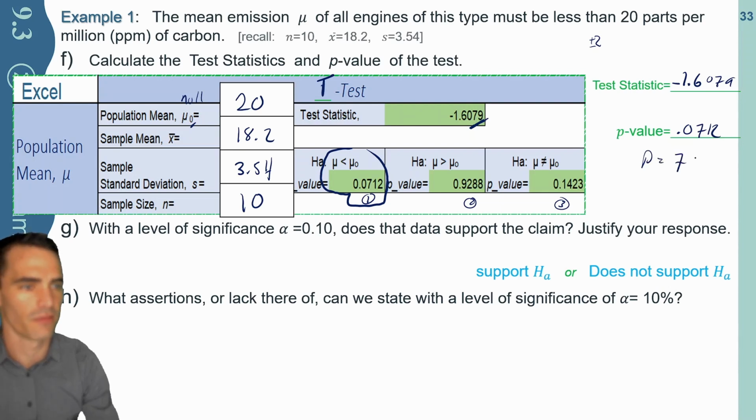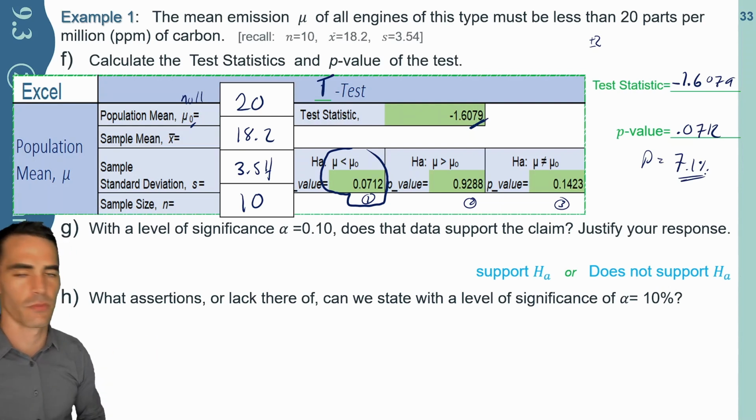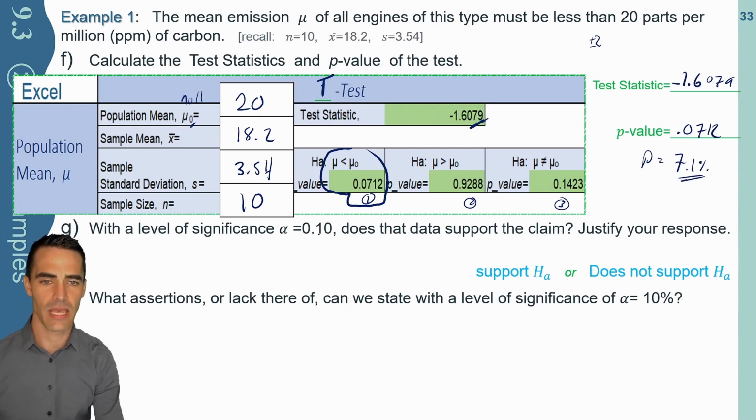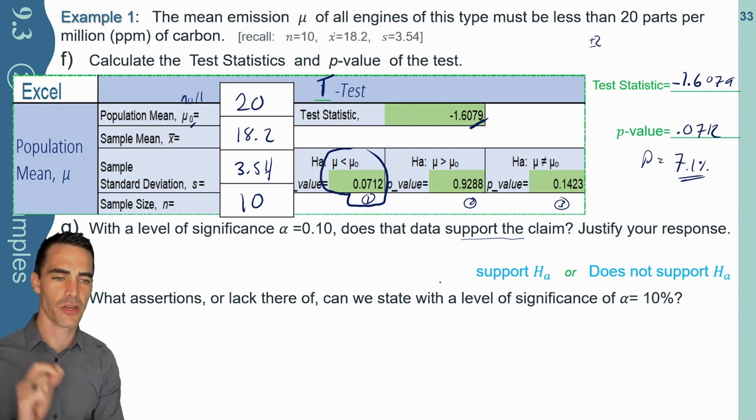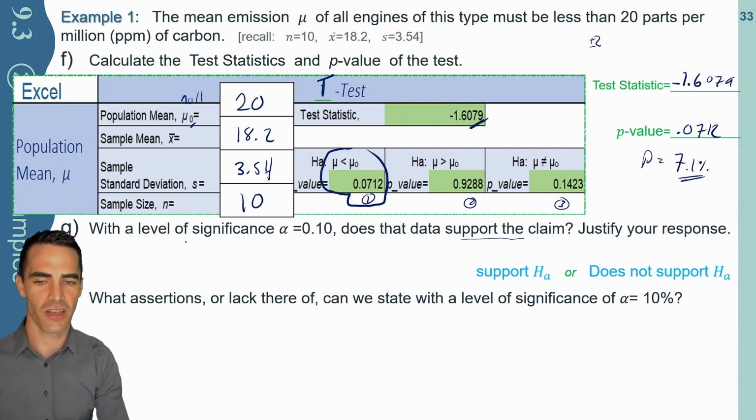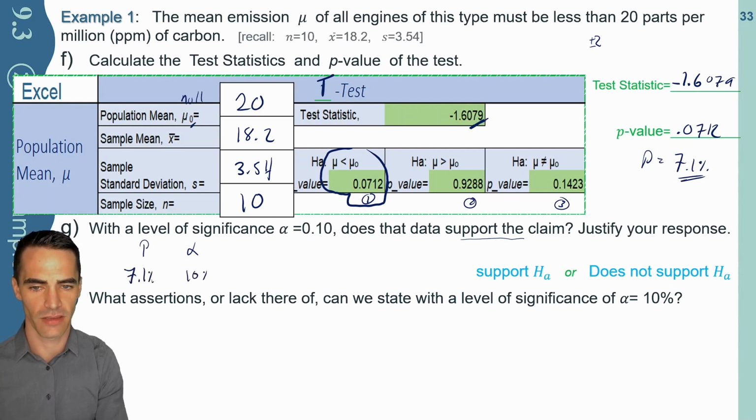That should be roughly 7.1%. That'll make the comparisons more friendly as we progress. Speaking of the comparison, with a level of significance of 10% or 0.1, does the data support the claim? Justify your response. Anytime you're trying to make an inference, it's just based on a comparison of p and alpha. P is 7.1%. Alpha looks like it's 10%. Ooh, and if you're getting excited, that is a great thing because p is less than alpha.